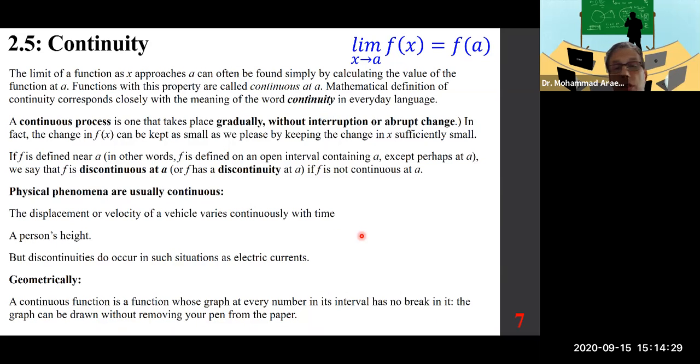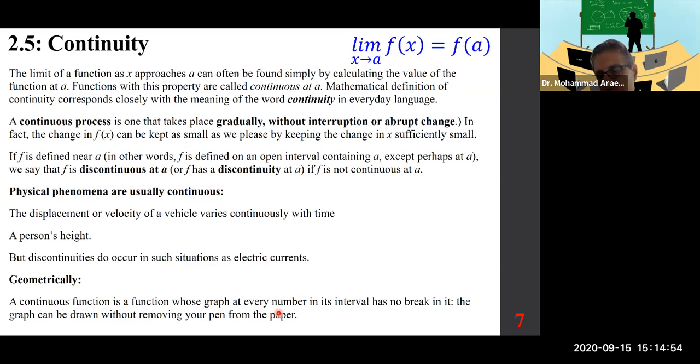All right, so geometrically, a continuous function is a function whose graph at every number in its interval has no break in it. The graph can be drawn without removing your pen from the paper. There is no hole, there is no break. You remember that definition from before. All right, so we've seen this.